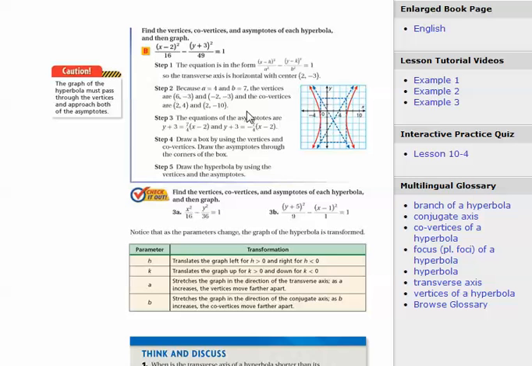I look at the first denominator, it's 16. That's going to be my a squared. I look above that, that's the x variable. So I know the square root of 16 is 4. From my center point, I'm going to go to the right 4 and to the left 4. Those will be the vertex points. Then the covertex comes from the second denominator. Square root of 49 is 7. So I'm going to go 7 up and 7 down.